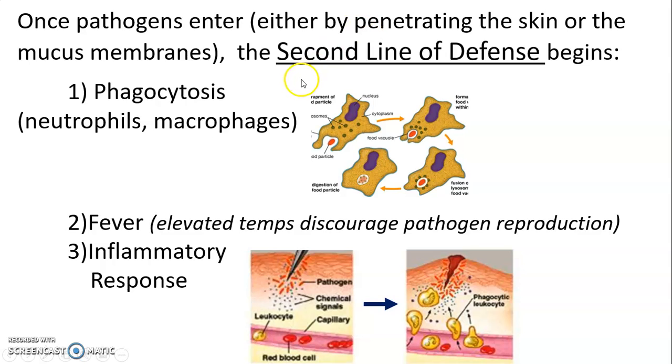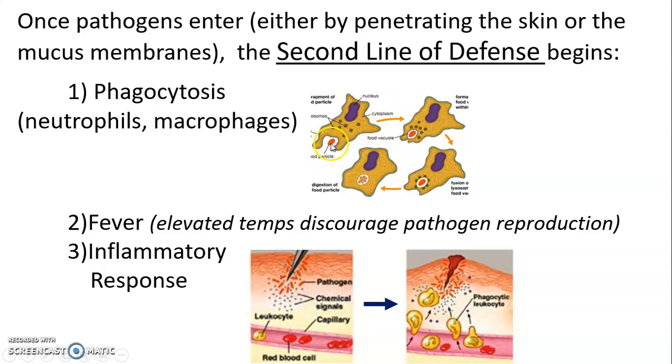Okay, now we get to the second line of defense, which means the pathogens have somehow gotten through. They've gotten through the skin, gotten through the mucous membranes. They're inside of our tissues. And so something else needs to happen. The first thing is, again, familiar: phagocytosis. Neutrophils and macrophages, some of them are found in the area, some of them rush to the area, and they do their wonderful phagocytosis, the Pac-Man stuff.